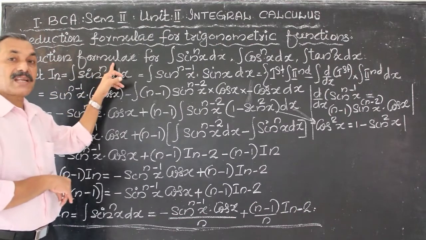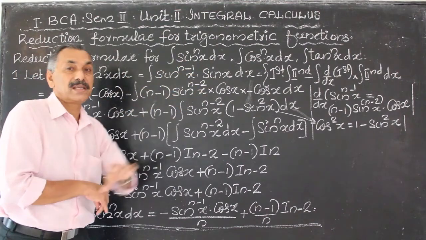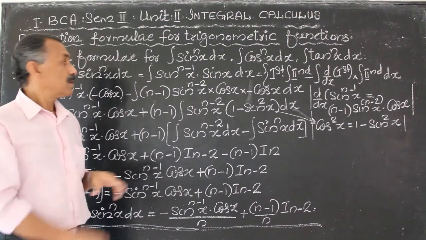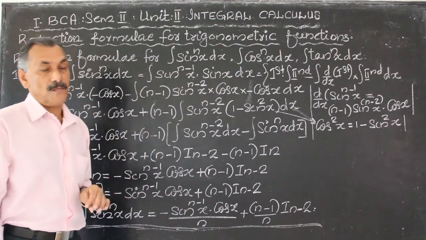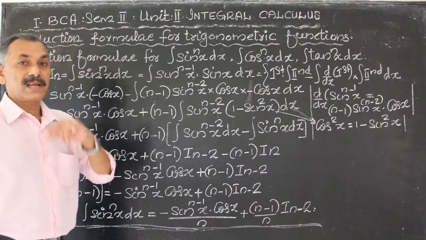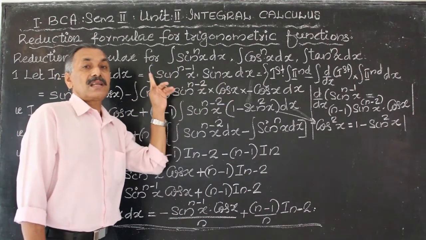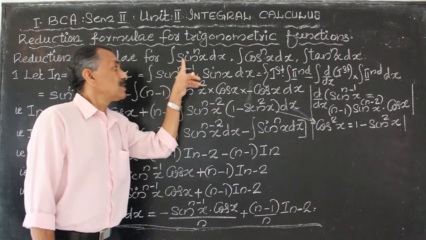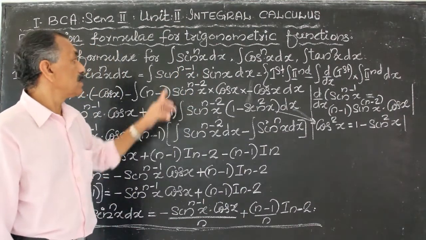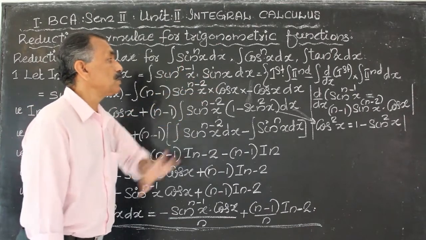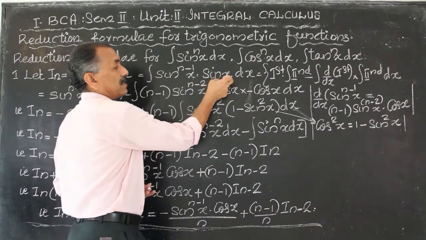Then what is sin raised to n x? For example, sin raised to 5 x is sin raised to 4 x into sin x. Or sin raised to n x is equal to sin raised to n minus 1 x into sin x. Sin raised to 10 x is sin raised to 9 x into sin x. Sin raised to 6 x is sin raised to 5 x into sin x. Similarly, integral sin raised to n x dx is equal to integral sin raised to n minus 1 x into sin x dx. Take this as the first step, this is the second.